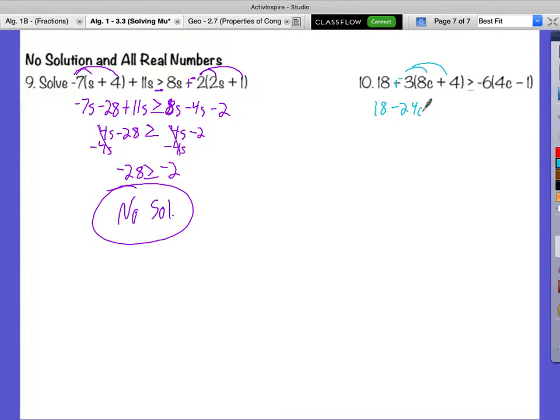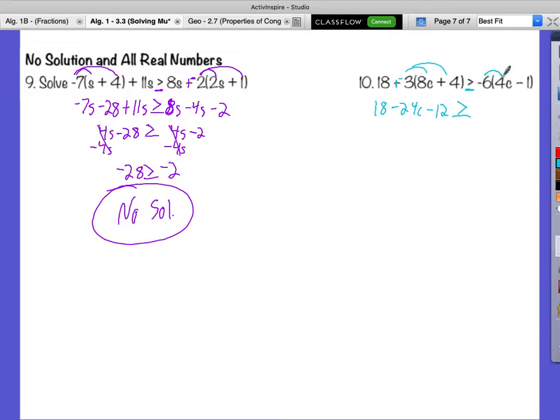Next, what's negative 3 times 4? Negative 12. Okay. What happens with this greater than or equal to? Be careful, that's not "or equal to." It just didn't copy very well.